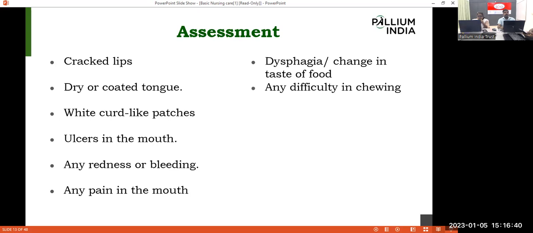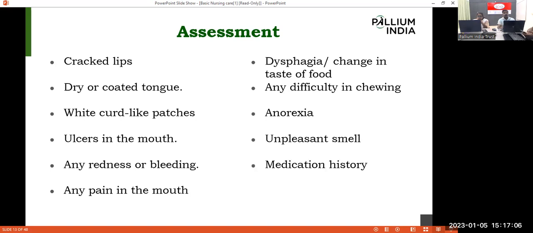Then any difficulty during chewing, especially swelling or not, we need to assess. Then anorexia. Already the patient had the ability to take food normally, a good food intake he or she had. But now the patient is reporting anorexia. Like that, any episode is there or not, we need to assess. Then any unpleasant smell, foul smell, or any halitosis we are facing or not, we need to assess.